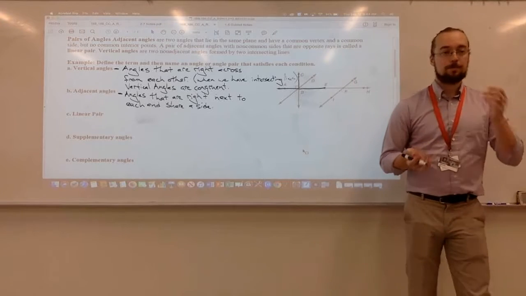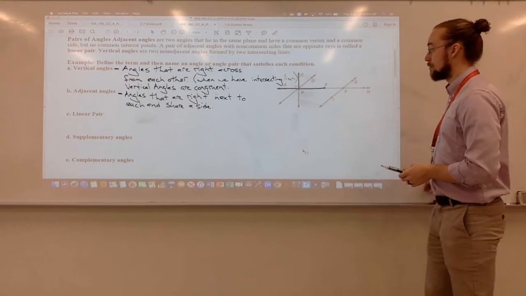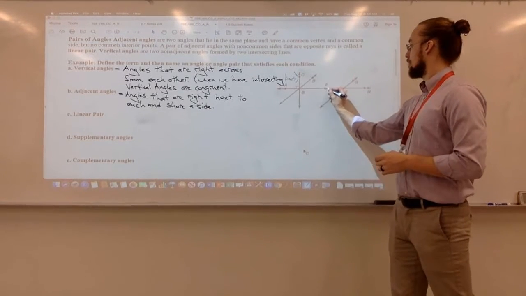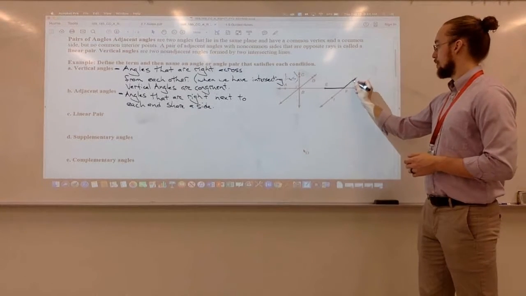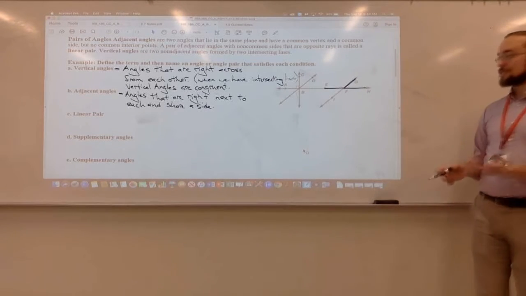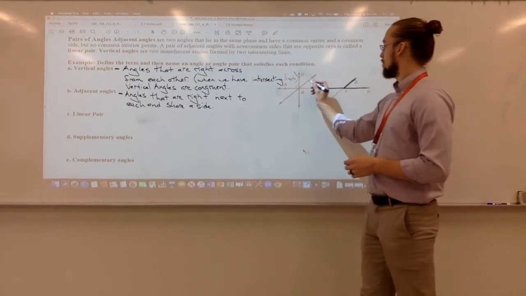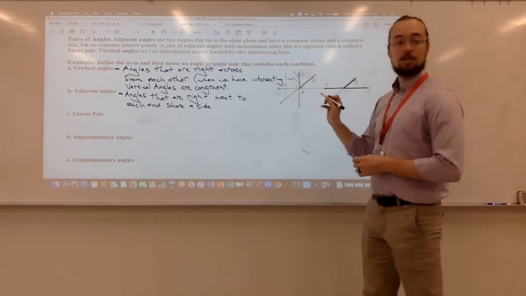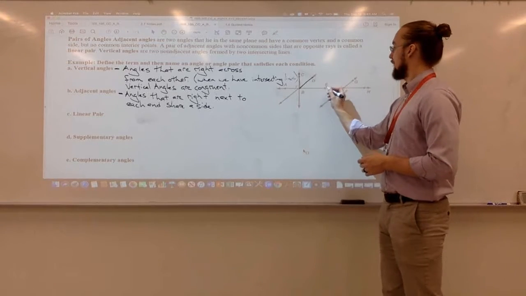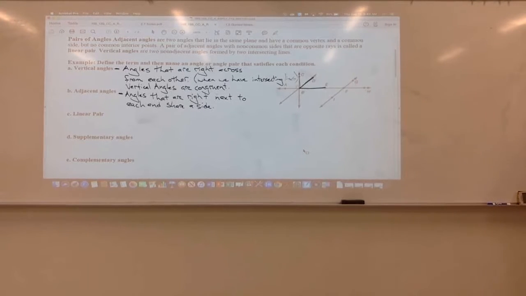Somebody give me another example. What about EFG and GFH? Perfect. They share side FG. So that would be a pair of adjacent angles. What about CBD and EBD? Yep, that would work. So Gage said CBD and EBD, right? They share side BD. That would be an example of a pair of adjacent angles.